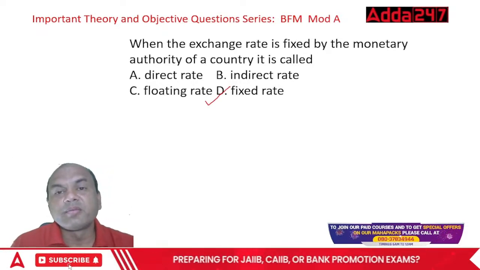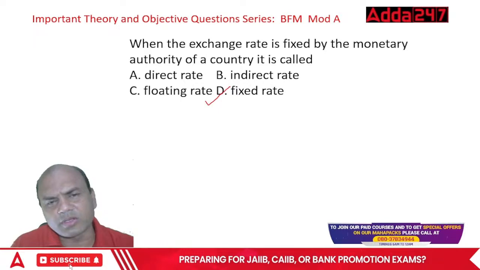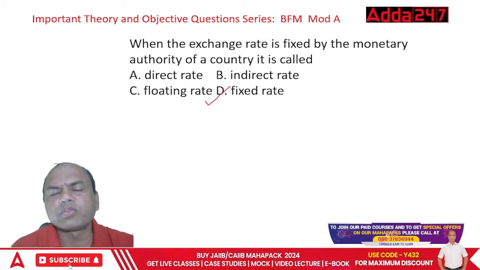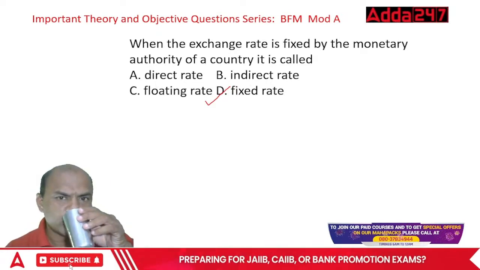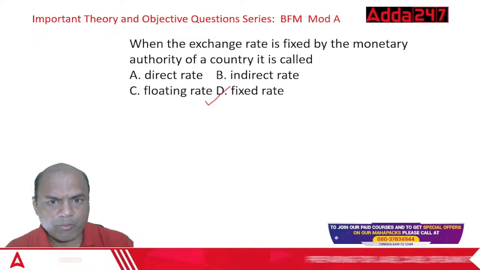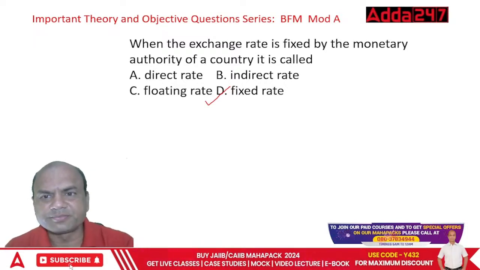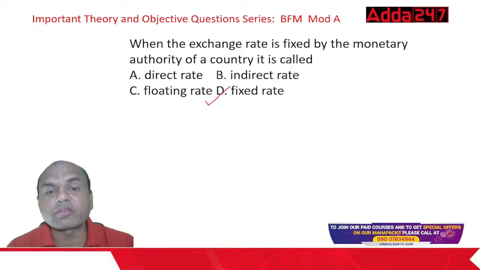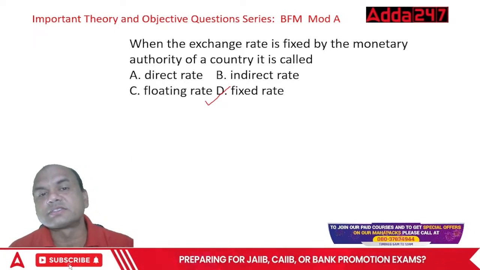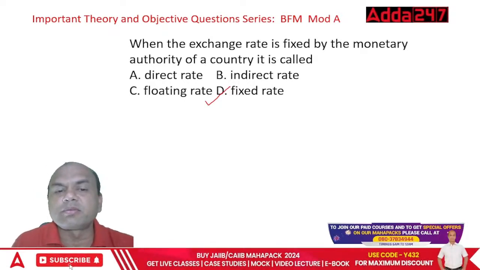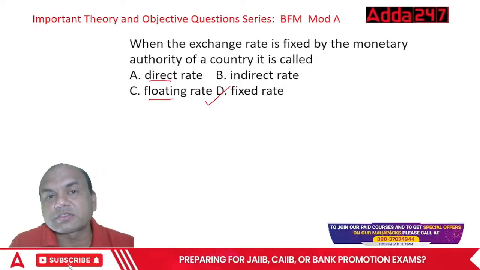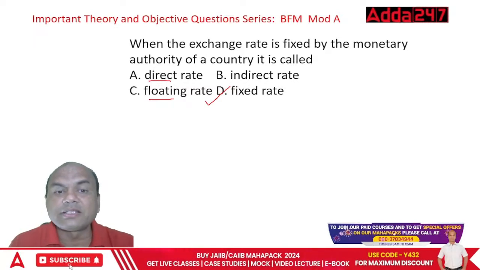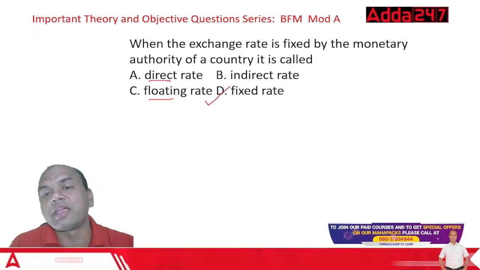It's fixed rate. Where do we have this fixed rate? Do we follow this fixed rate system in India? What do we follow in India? We never follow fixed rate system. We follow floating rate system. See, two things you always remember. In India, we always follow one is direct rate system and second is floating rate system. Direct means rupee is fluctuating, dollar is constant. Okay? And floating means it depends on the demand and supply.